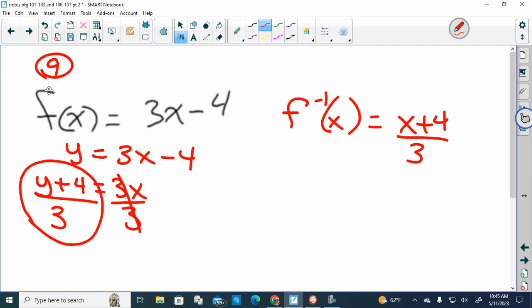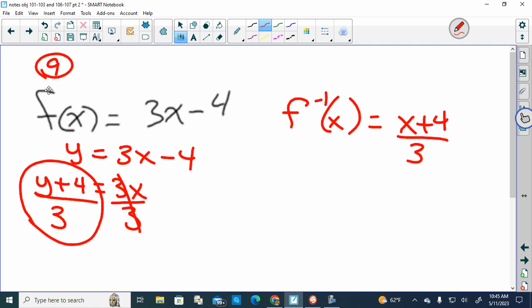Okay, so let's try something. If I plug into that first equation, the f of x, not the opposite one, 5: 3 times 5 is 15, and 15 minus 4 is 11. Now if I plug 11 into the right side, 11 plus 4, divided by 3, that got me back to the original. Okay, so a common mistake, I'm just going to write it out.